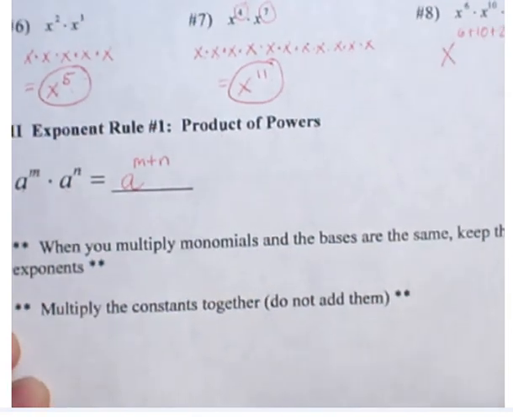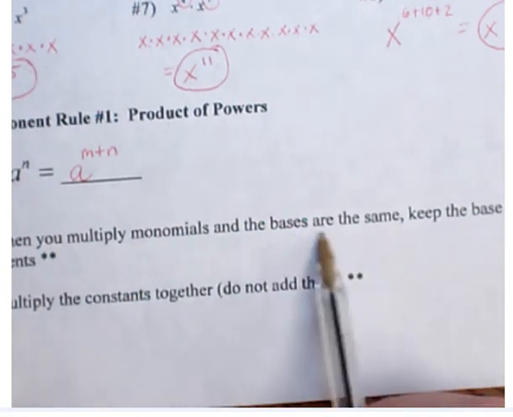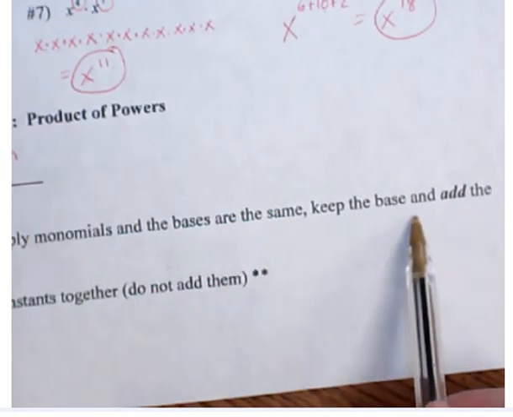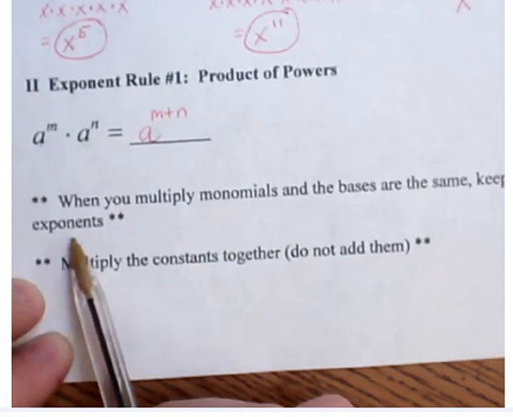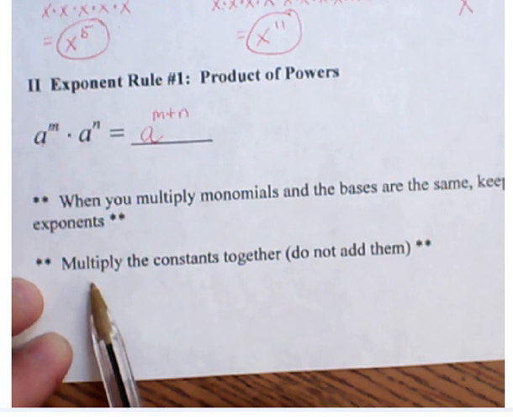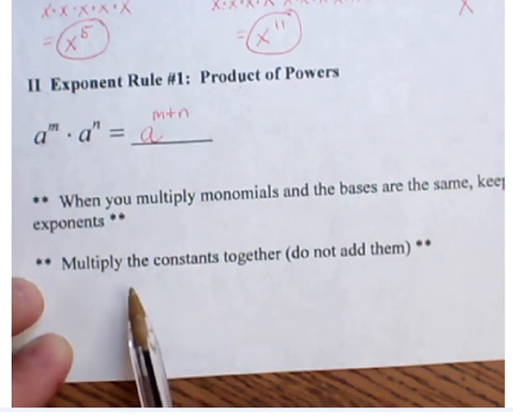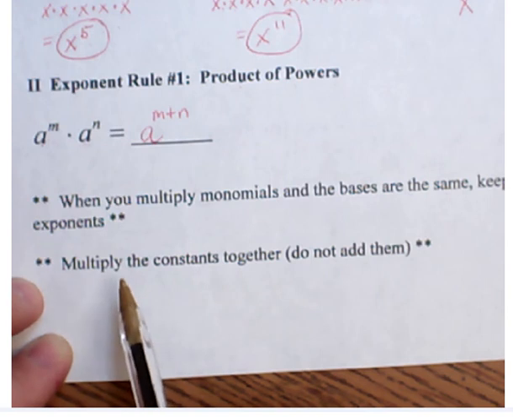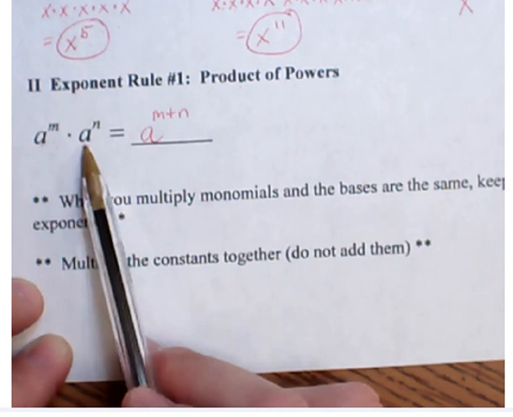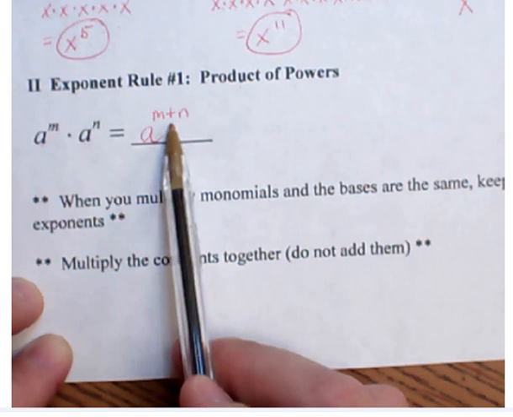And then at the bottom here is kind of a summary. When you multiply monomials and the bases are the same, keep the base and add the exponents. Now, if you have constants or coefficients, if you have integers in front of your variables, you just multiply those. You have to remember this is a multiplication problem that you're doing. So you are multiplying with this. But when you multiply the variables, what happens is you add the exponents. That's the rule.